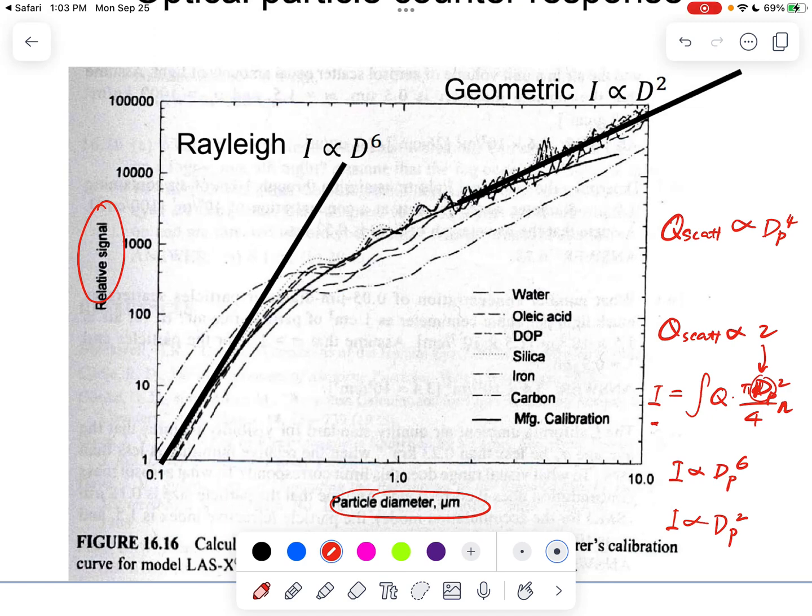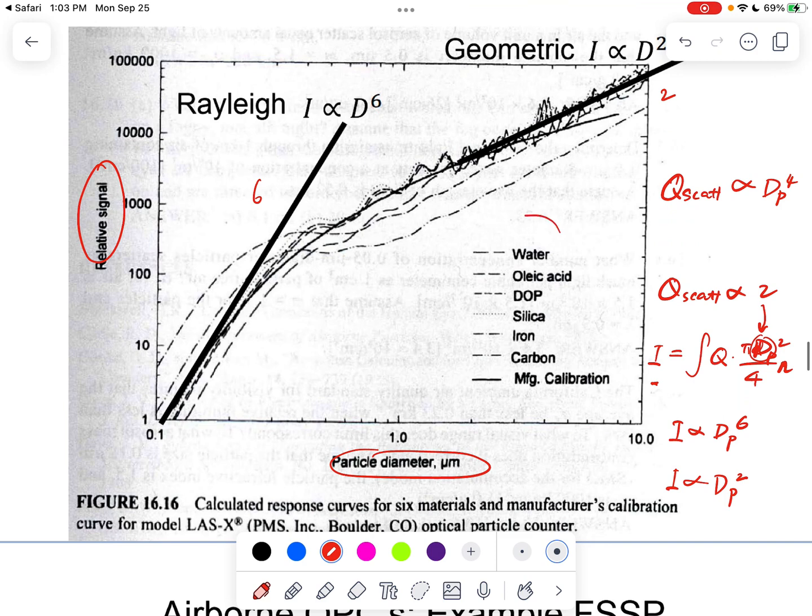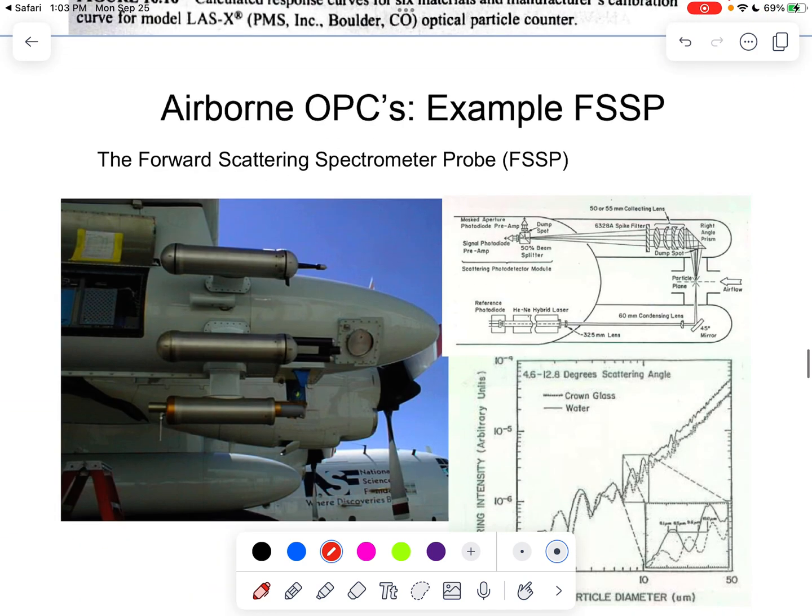When the particle size is small, if we plot the slope in the log scale, the slope is going to be 6, and here the slope is going to be 2. Okay, and these are measurements of particles of different chemical compositions.